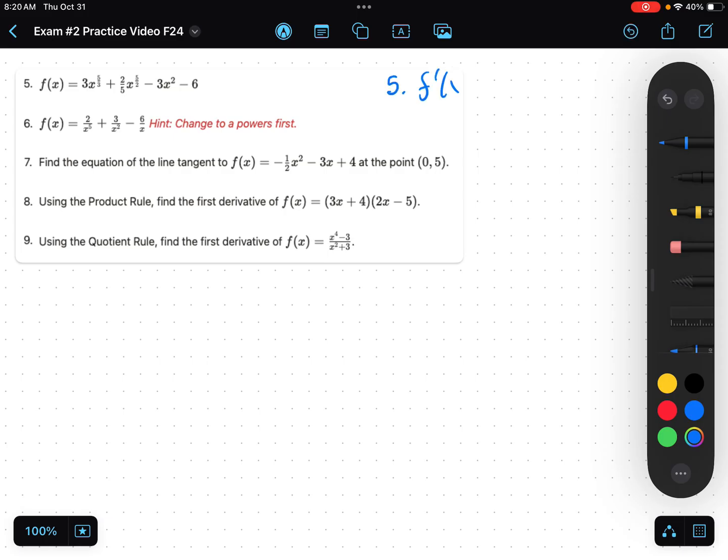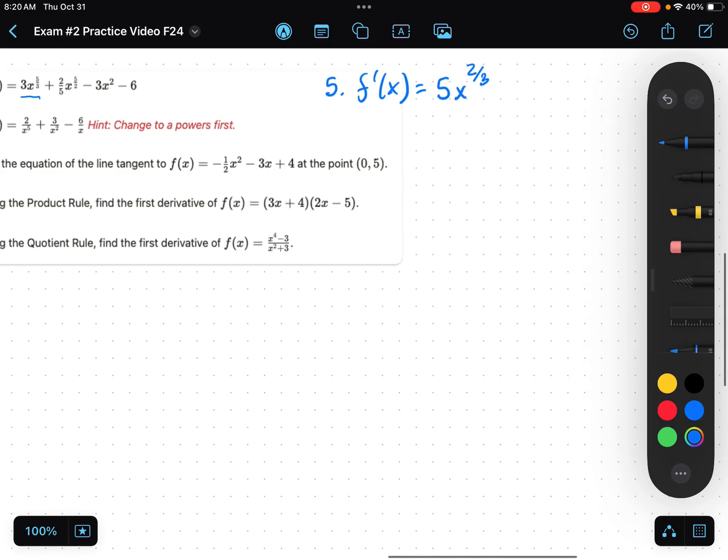And we'll do each term one at a time, right? We'll use our sum and difference rules for that. So remember that 3 here on this term is a constant multiple. And when we bring the 5/3 down and do 3 times 5/3, we get 5. And then you subtract 1 from that exponent. And so that will be 5/3 minus 1, which is 5/3 minus 3/3, which is 2/3.